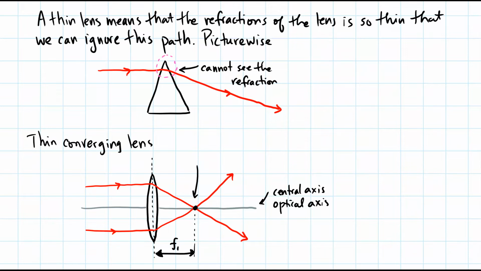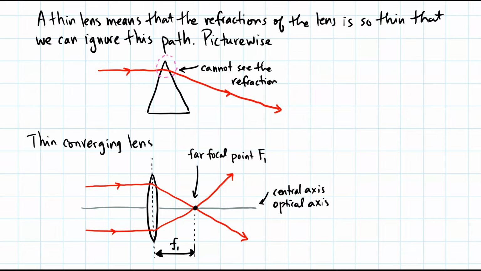A thin lens has light that's coming from the left to the right. As it goes through the thin lens, it's refracted and it converges to this focal point called F1. The distance from the middle of the lens to the focal point is called the focal length. This focal point is called the far focal point.